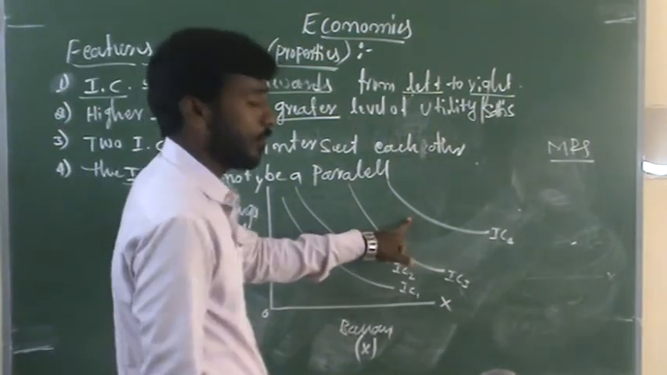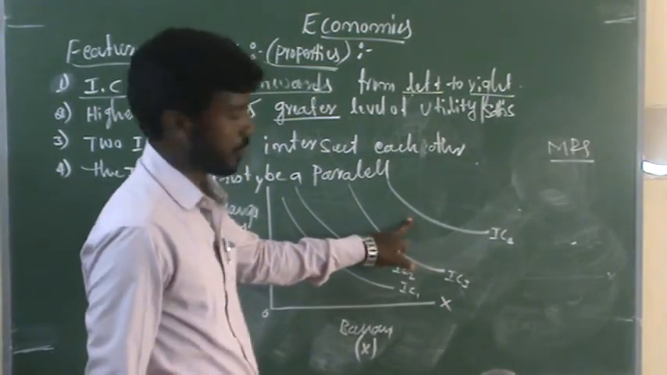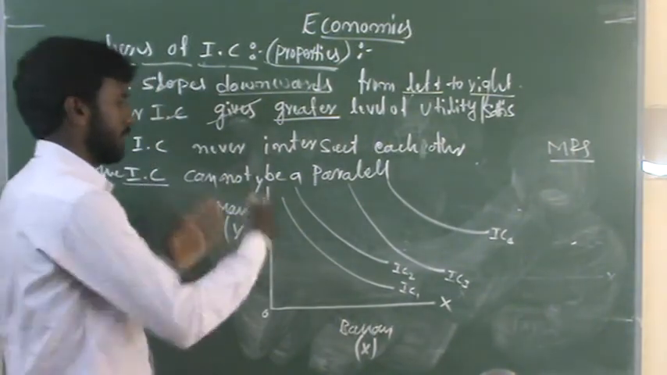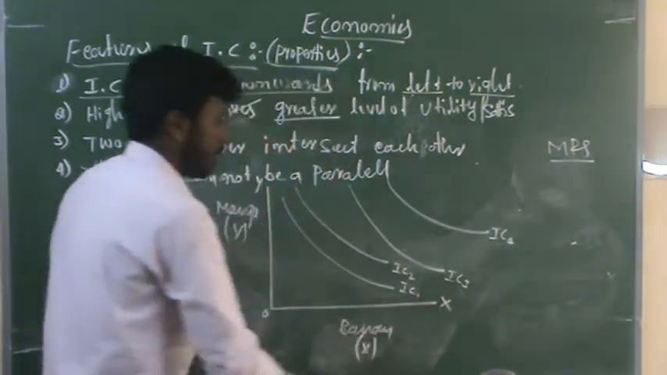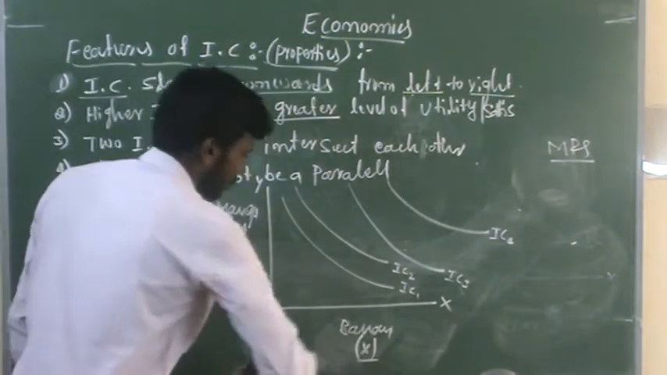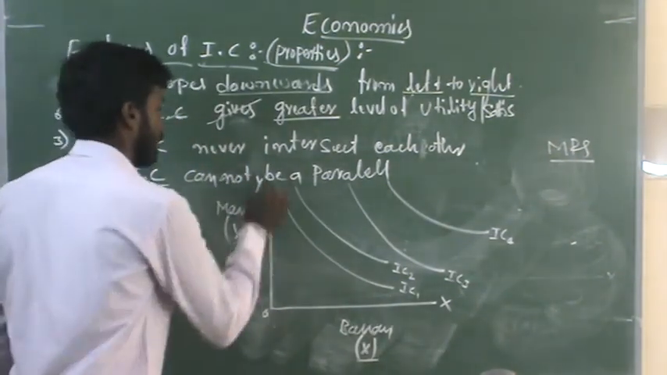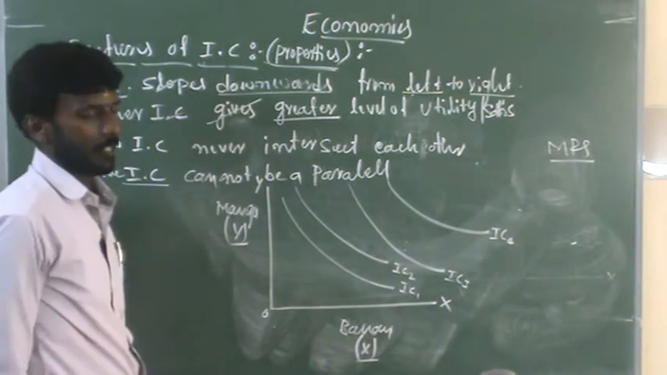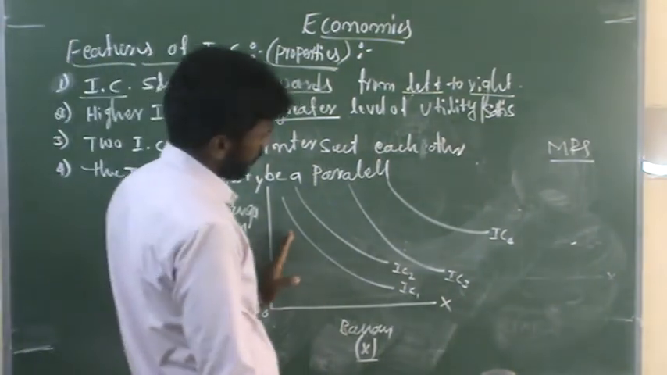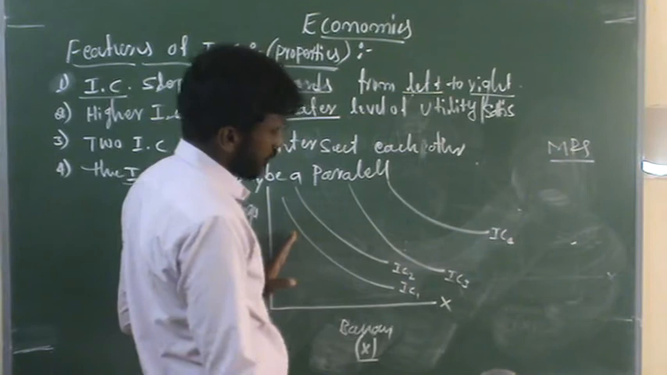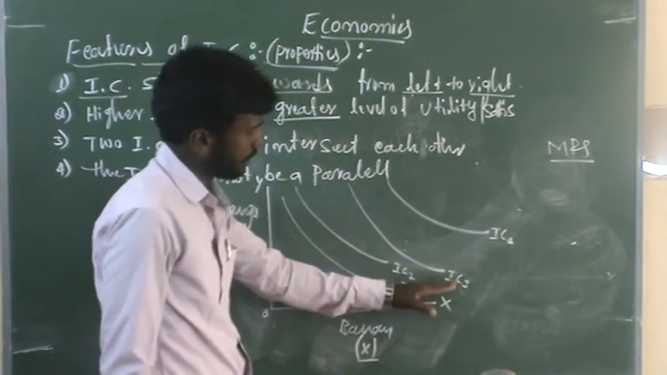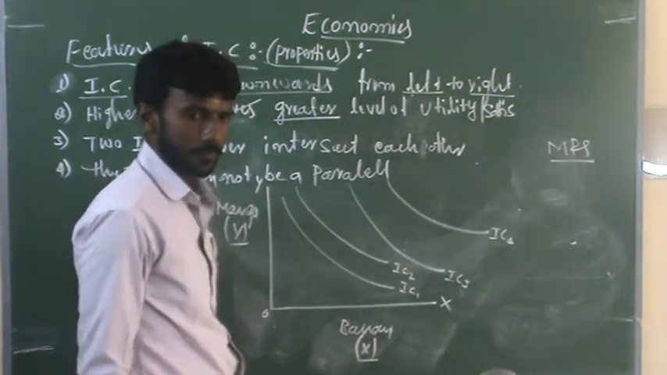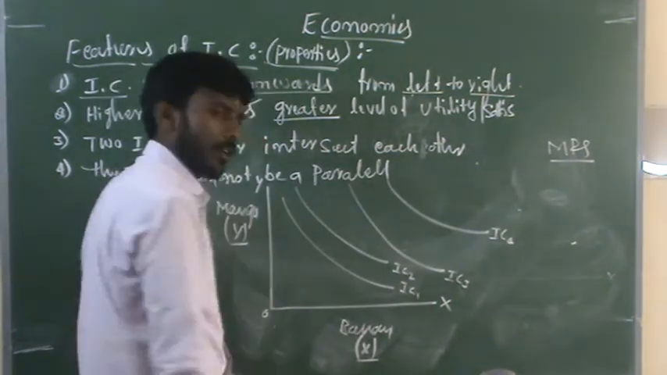But one curve cannot intersect another. See, that one we are going to understand with the help of the diagram. The x-axis represents the x good, the bananas, and the y-axis represents the y good, the mangoes. See, in this diagram we have to see the various types of indifference curves like IC1, IC2, IC3, IC4, etc. So are all these curves parallel here?